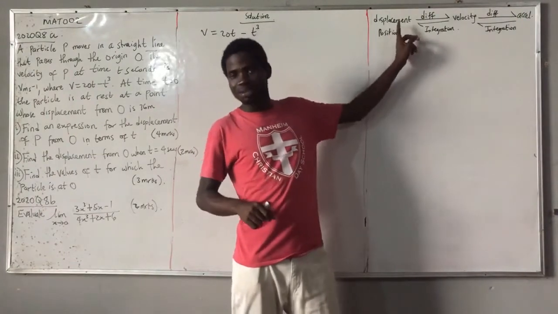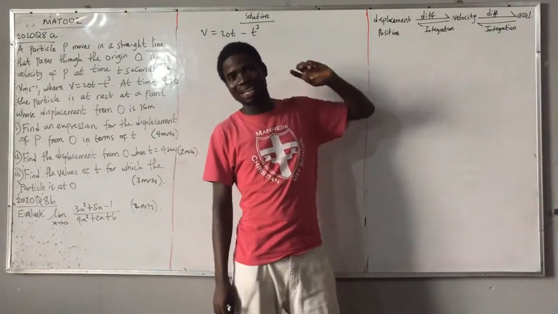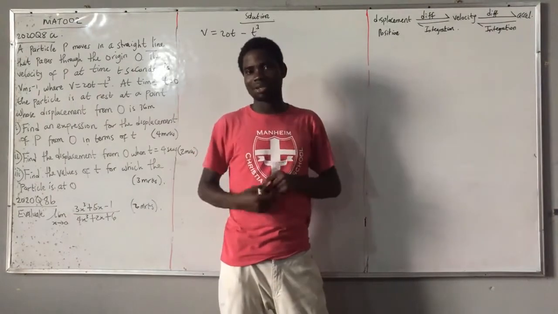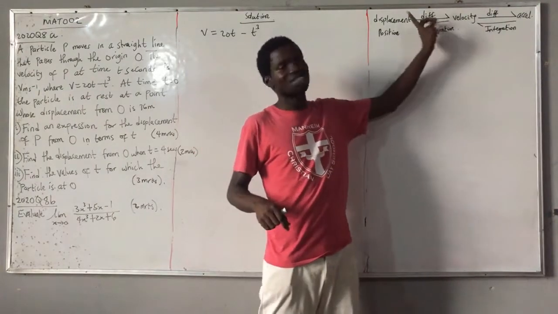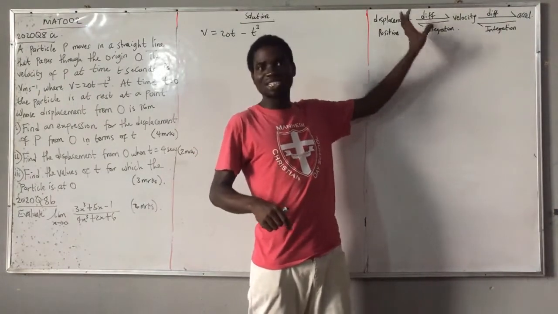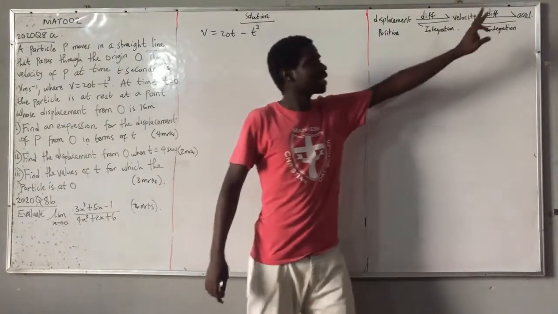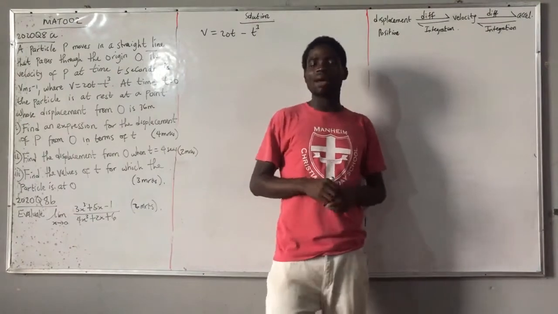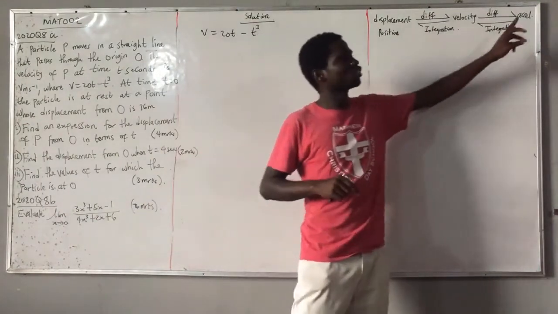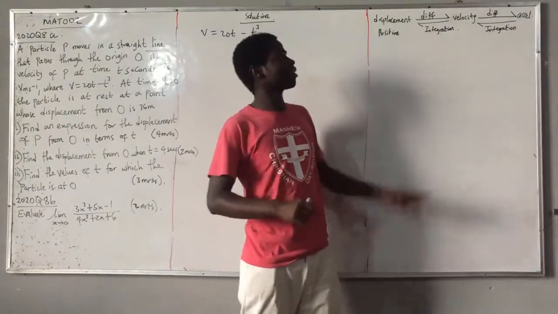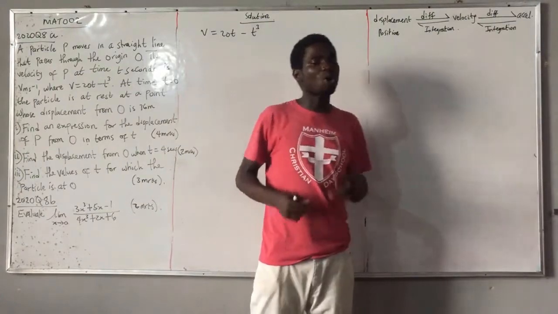So, if they give you displacement or position and they say you should find acceleration, you will differentiate 2 times. Don't forget, velocity is displacement over time. So, differentiate the displacement with respect to time, that's velocity. Differentiate velocity with respect to time, that's acceleration. But now, if you are given acceleration and they say you should find velocity, integrate, opposite.